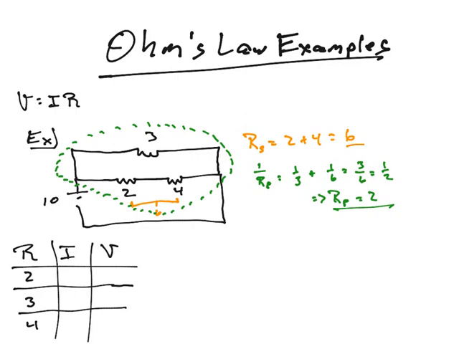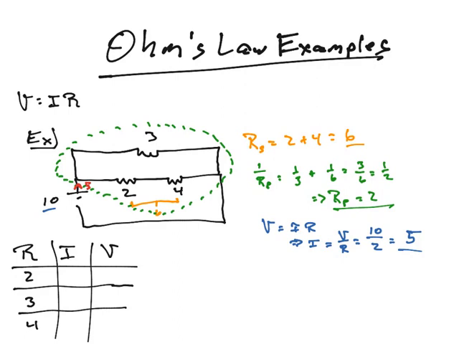Next, I calculate the total current. So I use V equals IR, which says I is V over R. The total voltage is 10, and total resistance I just calculated to be 2. And so I get a current of 5 running through this circuit. So I have a current of 5 coming out of that voltage source. All right, now I have all the background information I could possibly need to be able to solve this problem.